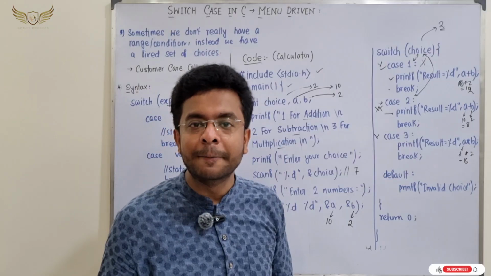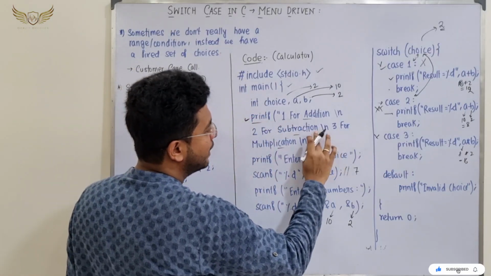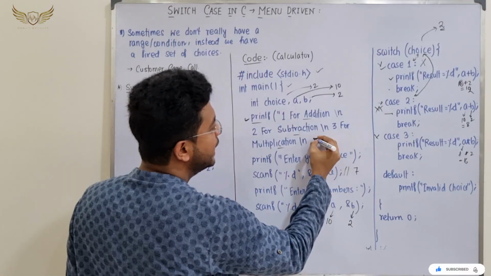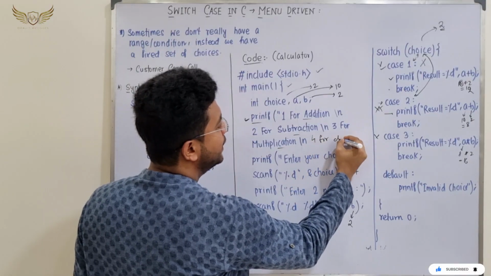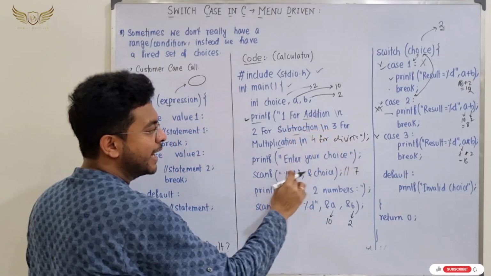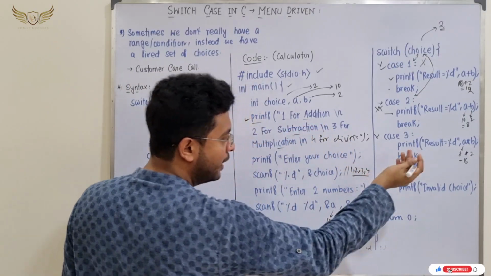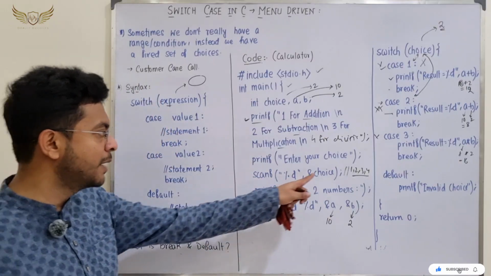So what needs to be done? Simple. First of all, you add one line in this printf: you write 4 for division, right? So now you have given 4 choices. The options are 1, 2, 3, 4. 4 choices total. Before this it was 3 choices. Now there can be 4 choices.